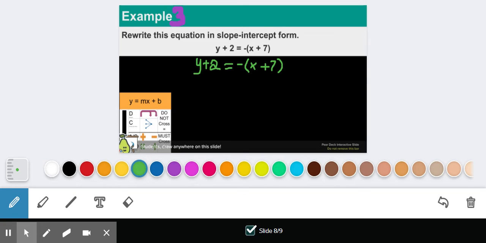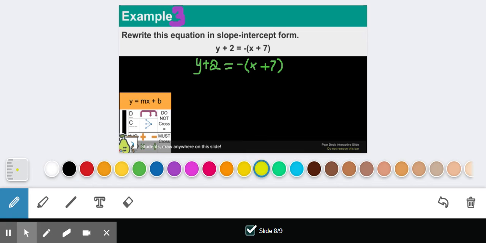We distribute, we combine like terms, we add or subtract, and then we multiply or divide. And then for the ones up at the top, we do not cross the equal sign, and then the ones at the bottom, we must cross the equal sign. So here we go. Let's look at this. This one gets a little tricky, but I think we can do it.